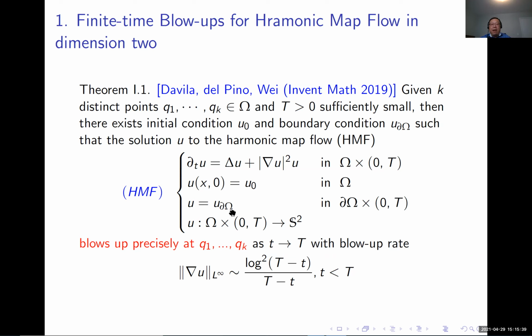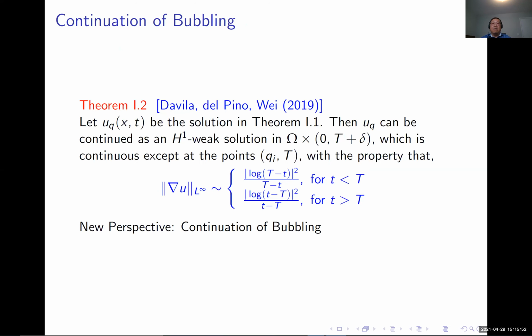But for the harmonic map, U does not blow up. It's the gradient of U that blows up. So the blow-up rate is for the gradient of U, right? So this I call forward blow-up. But we also discovered that with the same method you can do two different kinds of blow-up. One is the reverse bubbling. So this bubble you can continue. You can have a bubble solution for t less than capital T. And then at t equals capital T, you can use the trace and put a reverse bubble for t greater than capital T. So once you have a bubble, you can now continue the bubble, just do a reverse bubble. So you can have a solution which is bubble for t less than capital T, and also blow-up for t greater than capital T.